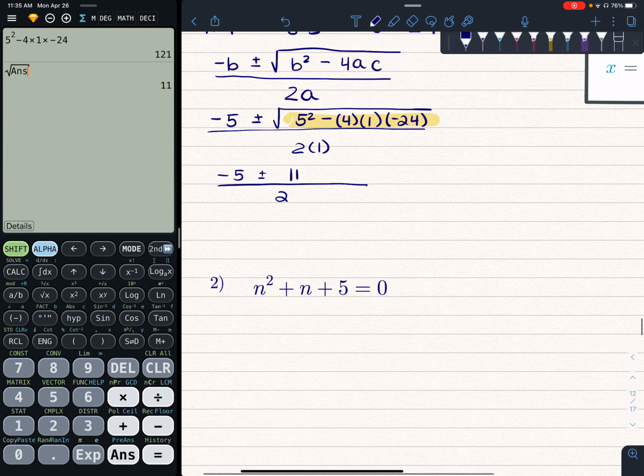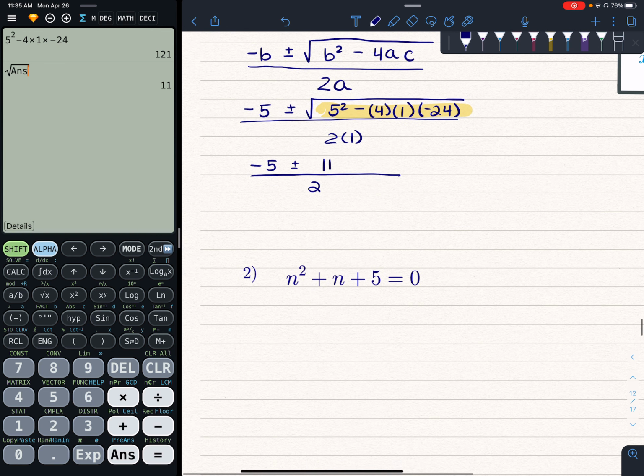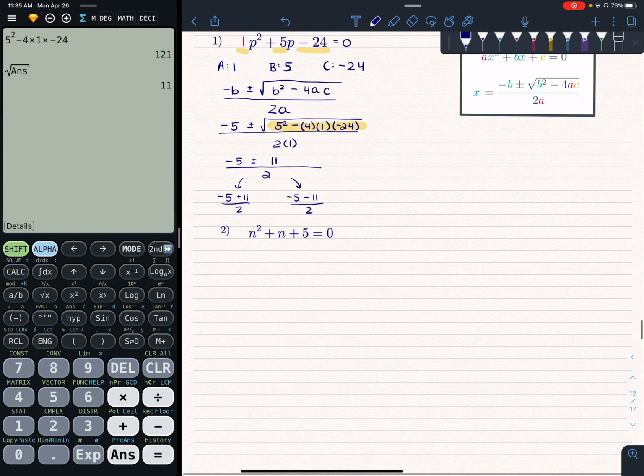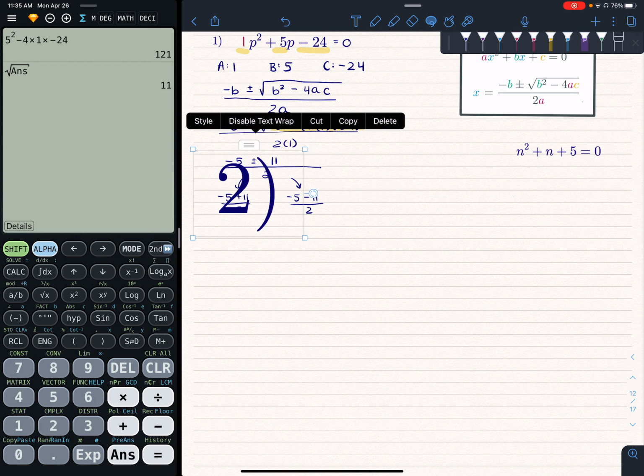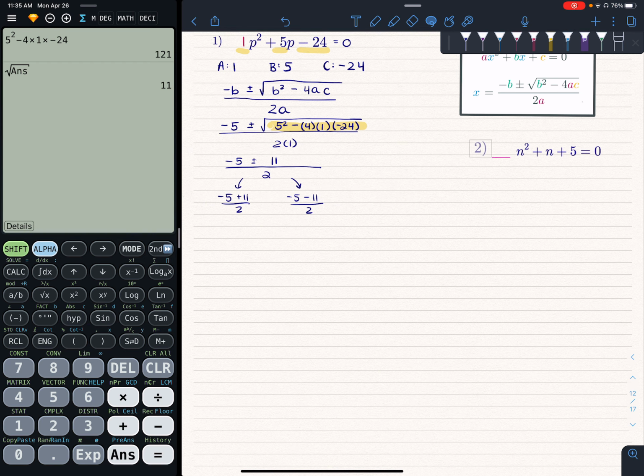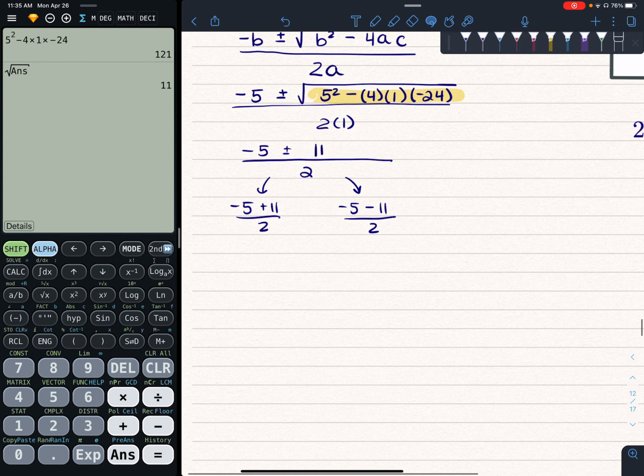So at this point, your solution splits off into two situations. You have minus 5 plus 11 over 2, and you have minus 5 minus 11 over 2. So both of those become potential solutions. So I'm actually just going to drag this over here because I need way more space.